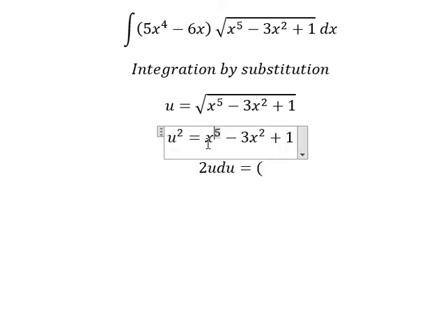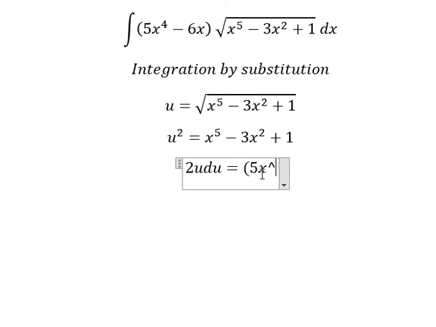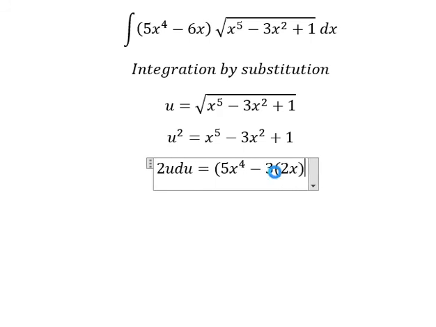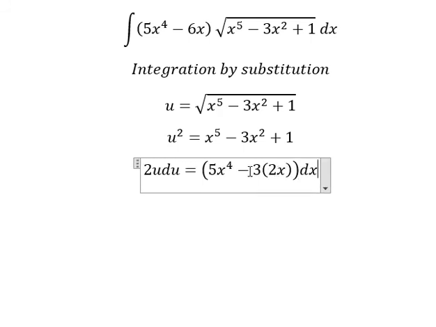First derivative of s to the power of 5, we have 5s to the power of 4. First derivative of s squared, we have 2s ds. Number 3 with number 2, you got 6s.